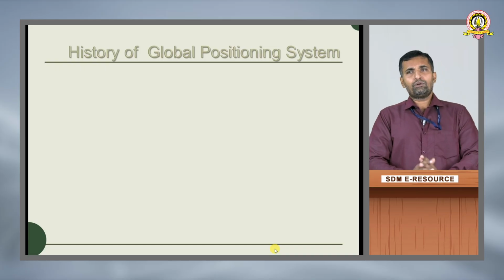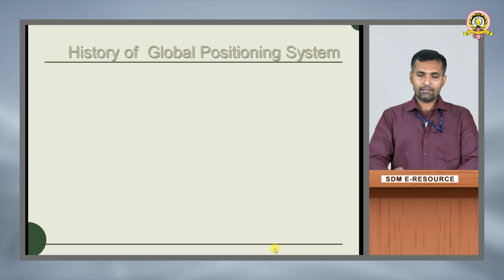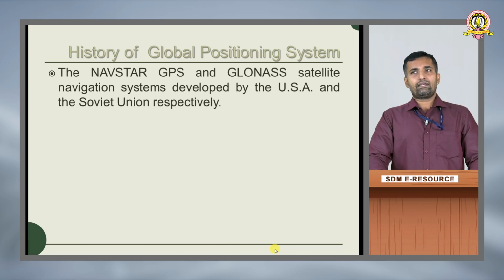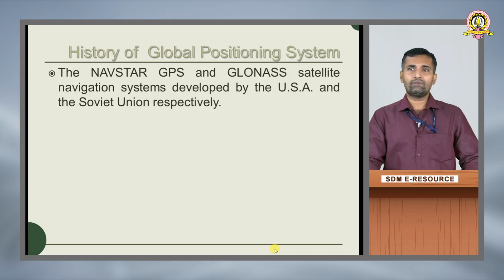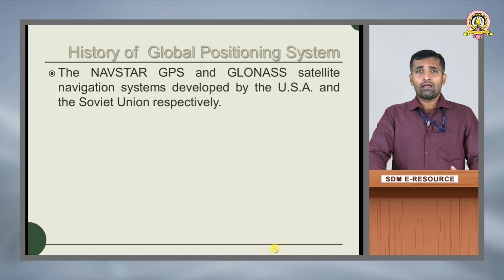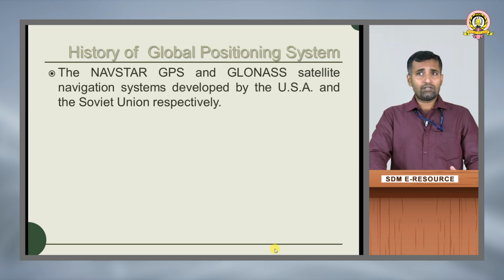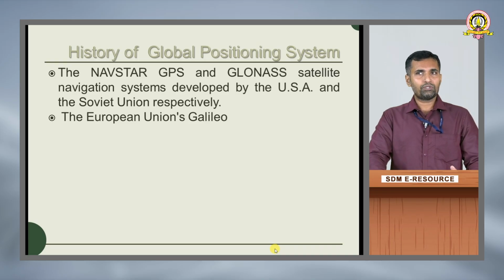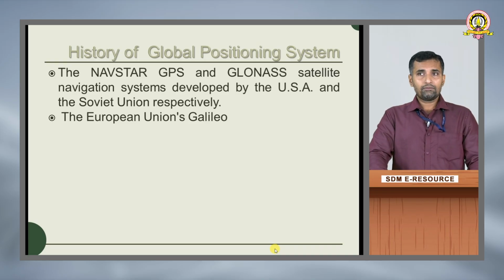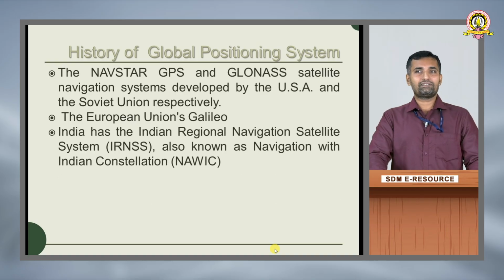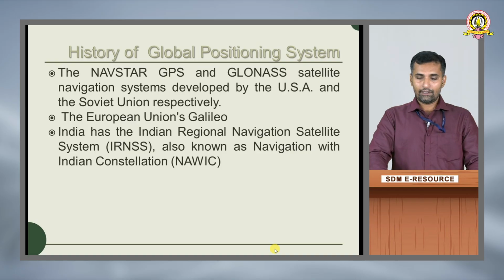Let's know a little about the history of the Global Positioning System. The Navstar GPS and GLONASS satellite navigation systems were developed by the USA and the Soviet Union respectively, during the Second World War for navigation, for military purposes. Then the European Union also added one more system known as Galileo, and India has its own system, the Indian Regional Navigation Satellite System, IRNSS, also known as NAVIC, Navigation with Indian Constellation.